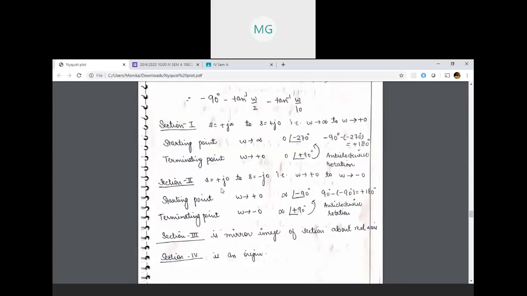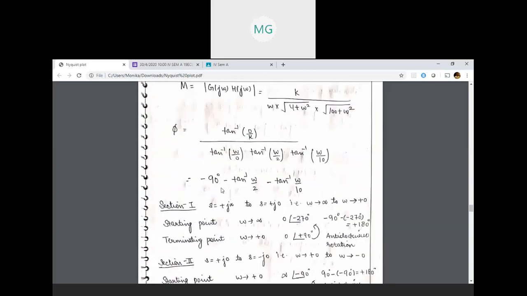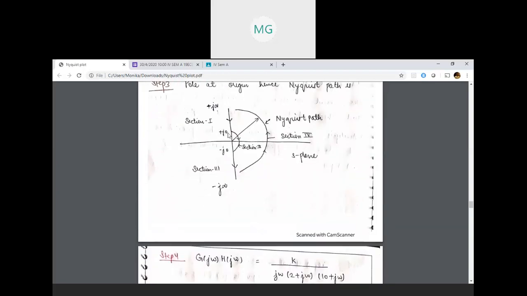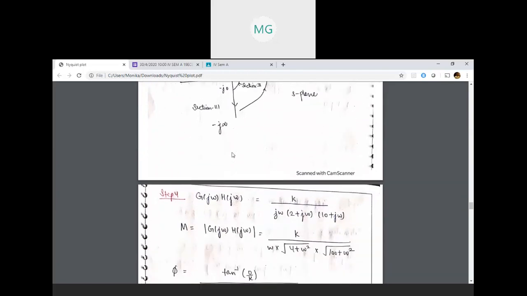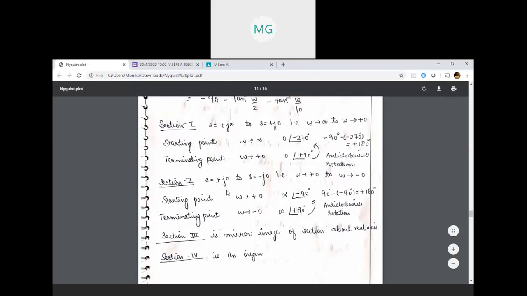Now section 2. You see that section 2 starts from plus j0 and terminates at minus j0. That means the value of omega is plus 0 and minus 0. Substitute these values of omega in the above two equations to get the magnitude and phase angle. So you got your starting point at infinity with minus 90 degree. The ending point is again at infinity with plus 90 degree. And when you find the angle of rotation, it is 180 degree in the anti-clockwise direction.